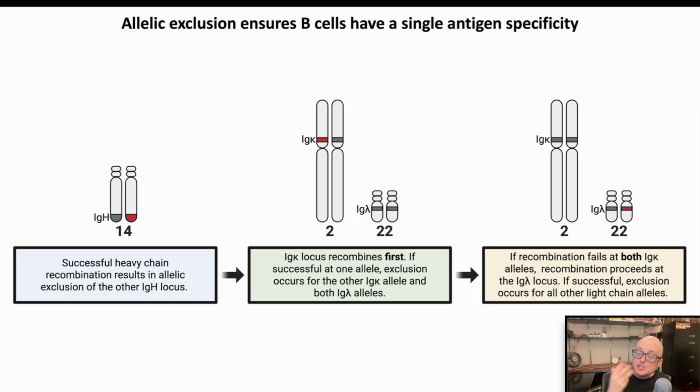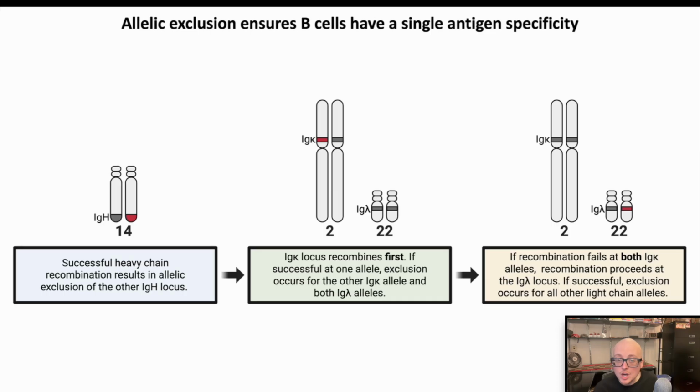Okay, and I should say that if neither heavy chain locus successfully recombines, the B cell just dies, because without a functional heavy chain, there's really, again, not much point to it. But assuming that we did recombine one or the other successfully, we then will proceed to start to try to recombine a light chain to combine with that heavy chain.